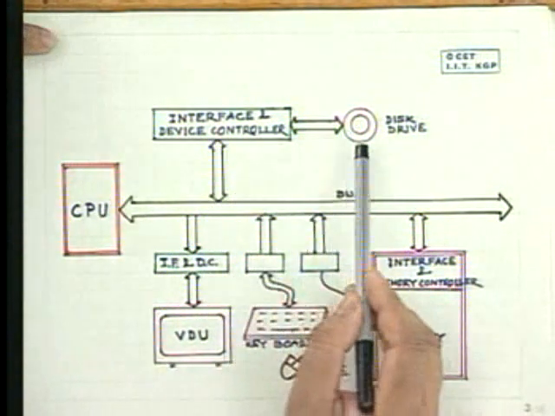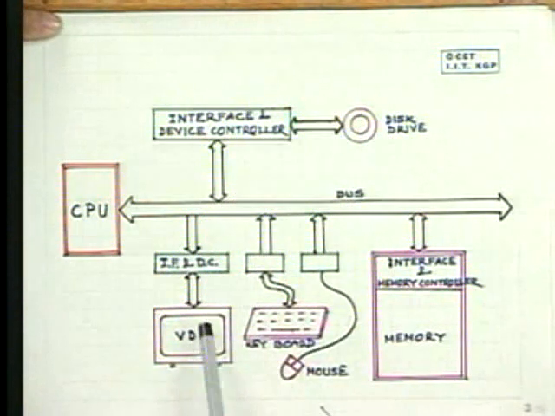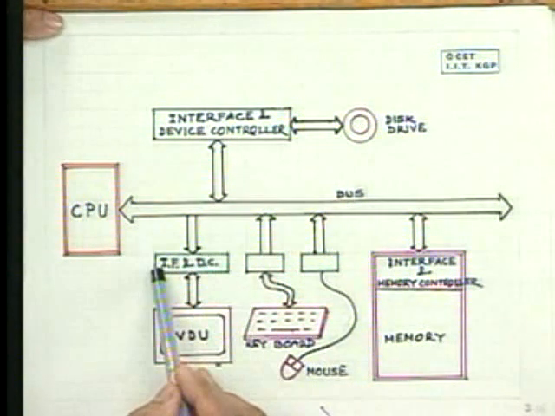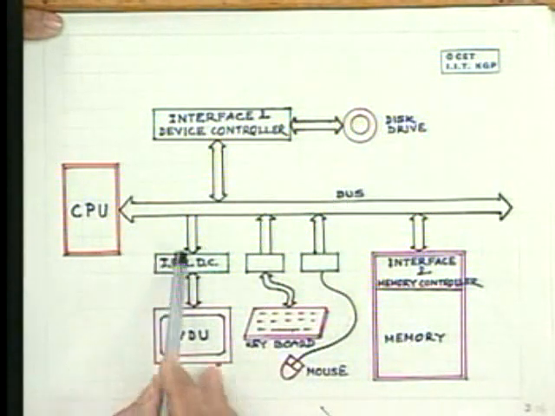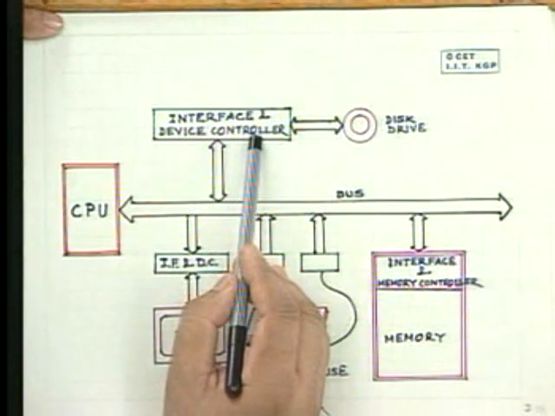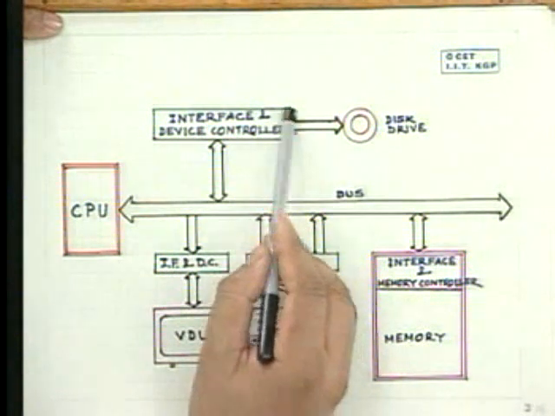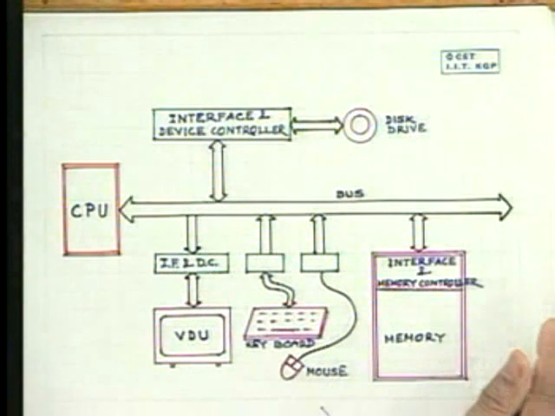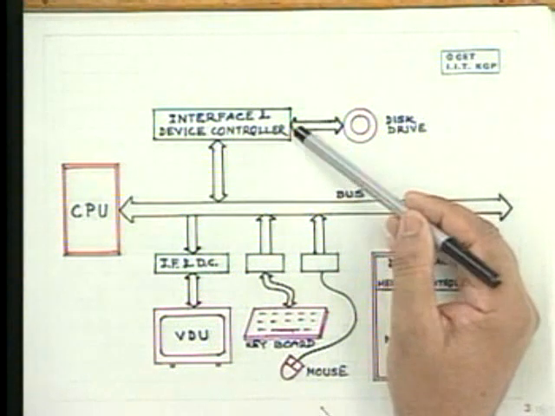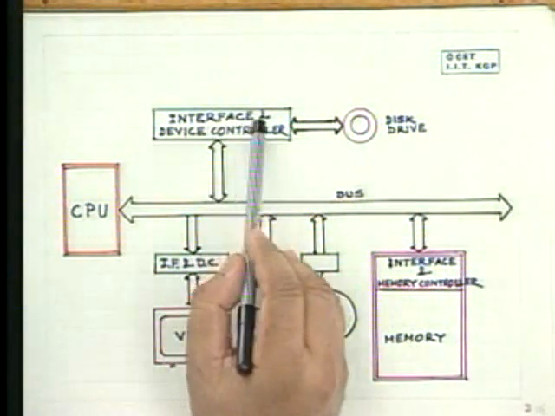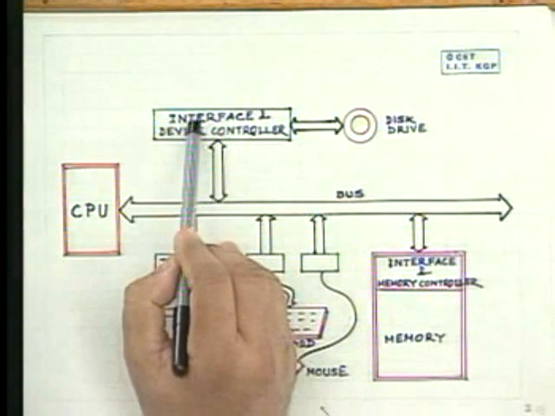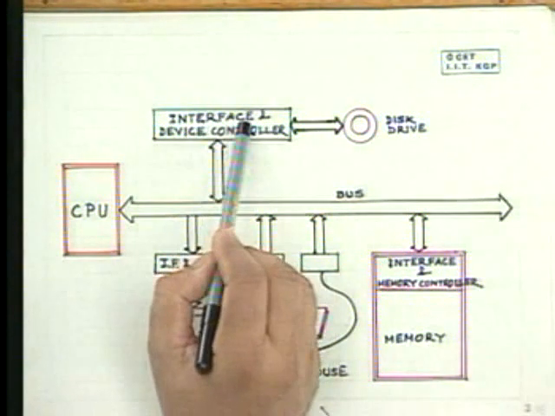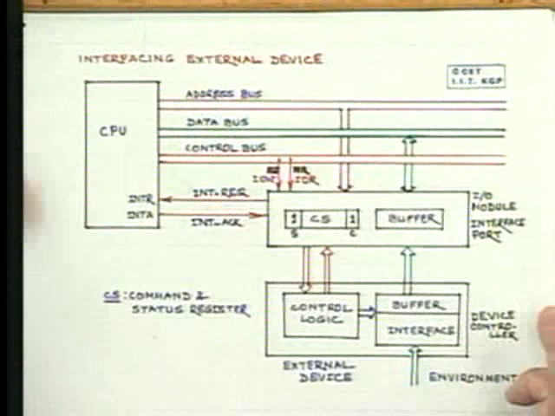Now, a particular device, either a disk drive or video, is connected to this bus by means of an interface and device controller. Though I have shown the interface and device controller in one box, actually this is not in one box. The interface and the device controller are generally split into two functional units.